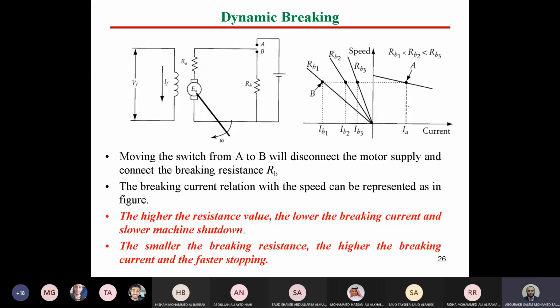Firstly, this is the motor characteristic. Assume we are operating now at that point at current A. This is speed versus current, not torque. Okay, so this is now the operating point. If we use a certain braking resistor RB1, where RB1 is smaller than RB2, smaller than RB3, you will find that IB1 is high, and so on. If we need to reduce the value of current, the resistor has to be increased like that. Okay.